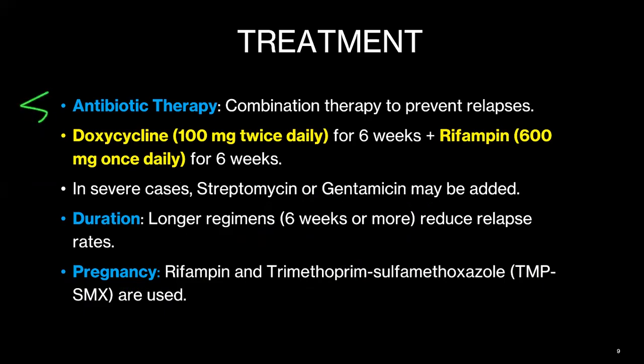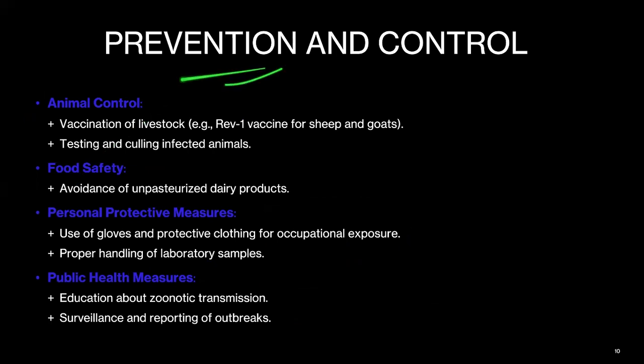So this is the treatment of the Brucella. Next, prevention and the control. Animal control: vaccination of the livestock, REV1 vaccine for the sheep and the goats. So that's why Brucella will not transfer to the humans from the animal. Testing and culling infected animals.